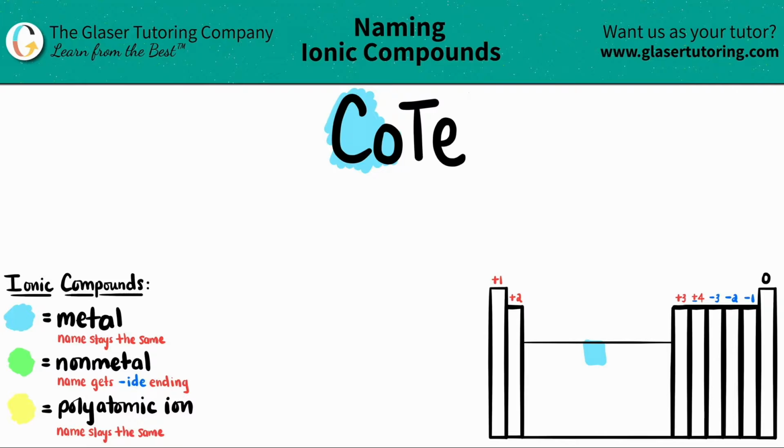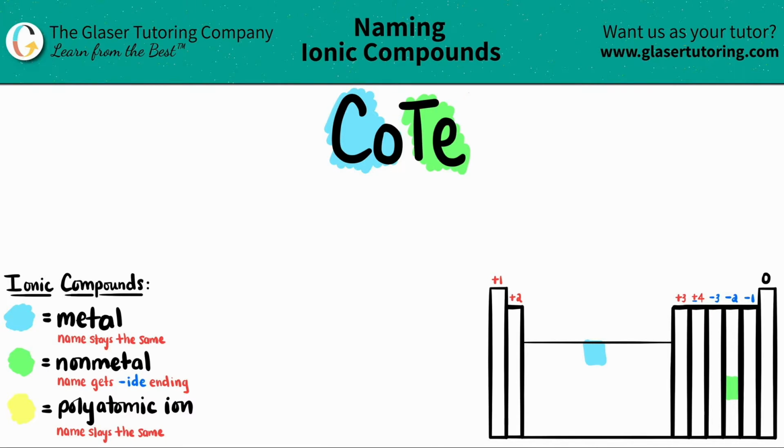And then Te, which is tellurium, is over here, I believe. It's somewhere down here, right? It's in the -2 category where oxygen and sulfur are. So that's a nonmetal. Technically, I believe tellurium is a metalloid, but in this case, we're going to treat it as a nonmetal because with ionic compounds, you can never have two metals. You always have to have a metal and a nonmetal, or a metal and a polyatomic, or two polyatomics, but we don't have that here.